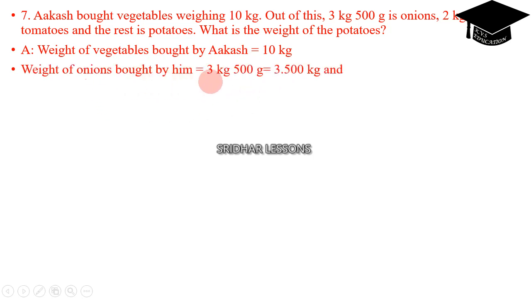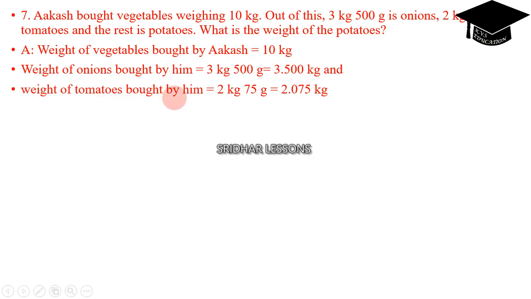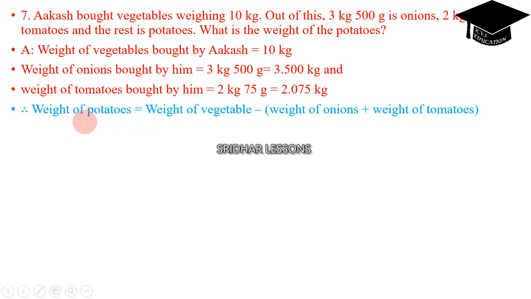Weight of onions bought by him is equal to 3 kgs 500 grams. That means 3.5 kgs. And weight of tomatoes bought by him is equal to 2 kgs 75 grams. That means 2.075 kgs. 75 grams can be converted into 0.075 kgs. We know the conversion of grams into kgs. And to get the weight of potatoes, we have to subtract the total weight of vegetables minus weight of onions plus weight of tomatoes.